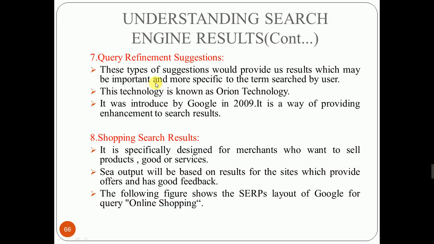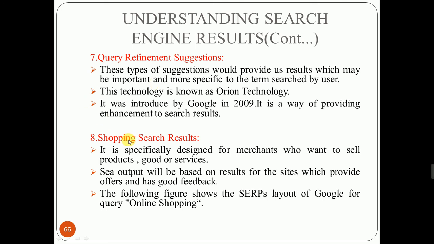This type of suggestion would provide results which may be important and more specific to the term searched by the users. This technology is known as Orion technology. It was introduced by Google in 2009. It is a way of providing advancement to the search result. So Orion technology was introduced by Google in 2009 and it enhances the search result.